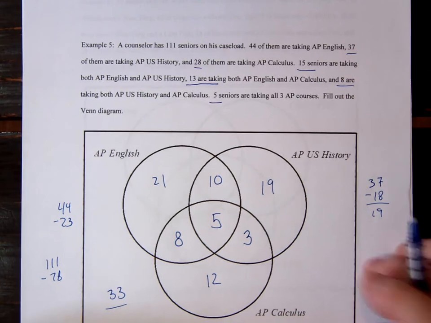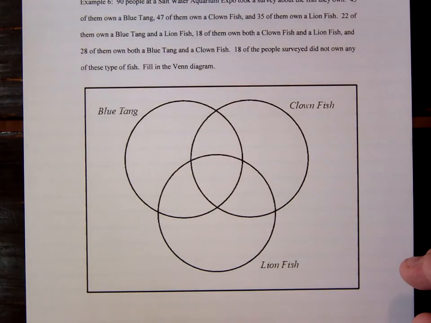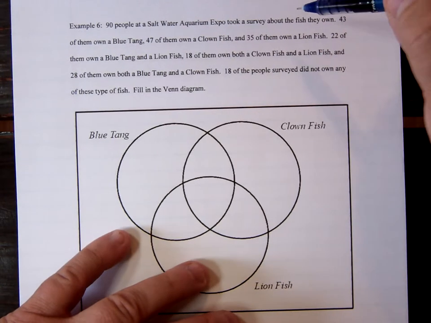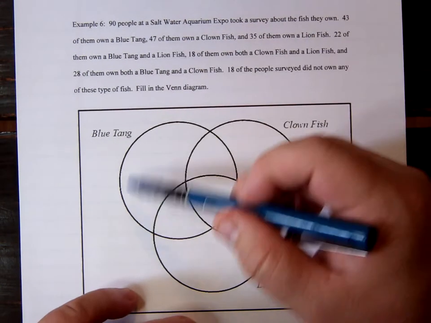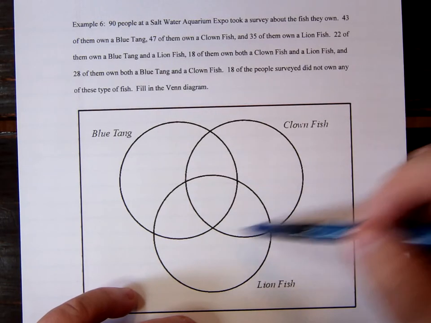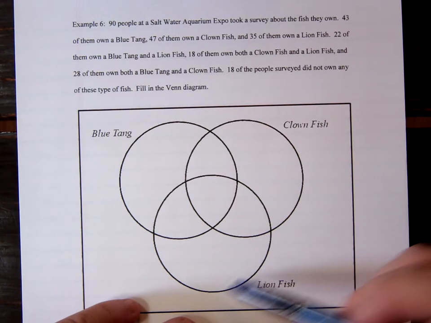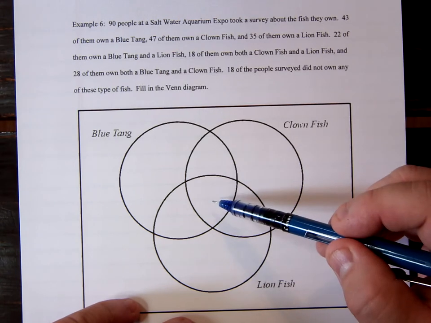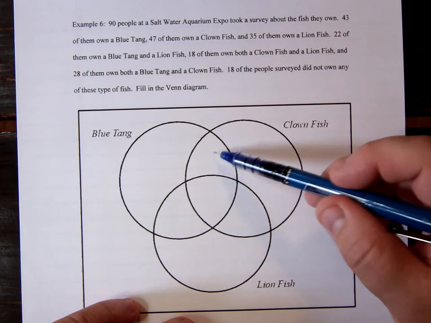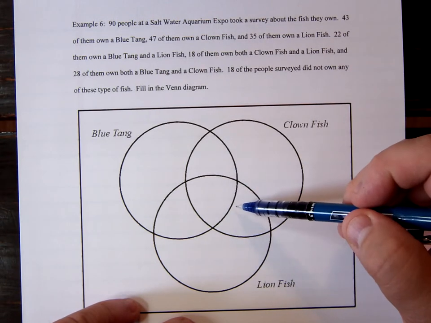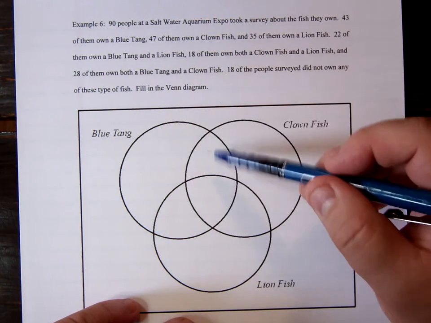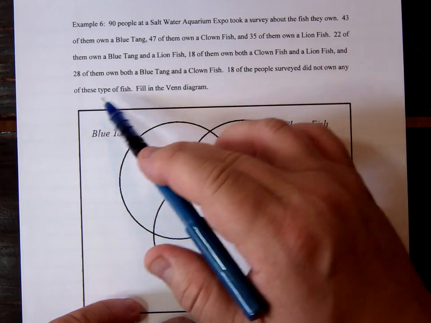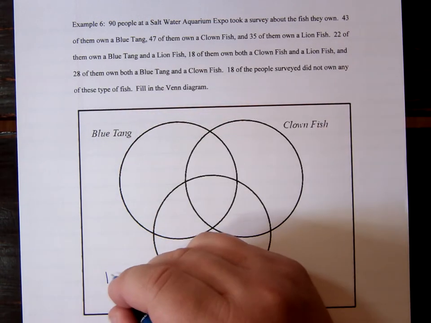All right, one more example. Example 6. 90 students at a saltwater aquarium expo are surveyed about the fish they own. 43 own a blue tang, 47 own a clownfish, 35 own a lionfish, 22 of them own a blue tang and a lionfish, 18 own both clown and lion, and 28 of them own blue tang and clown. 18 people surveyed did not own any of these type of fish. So that's 18 to begin with.